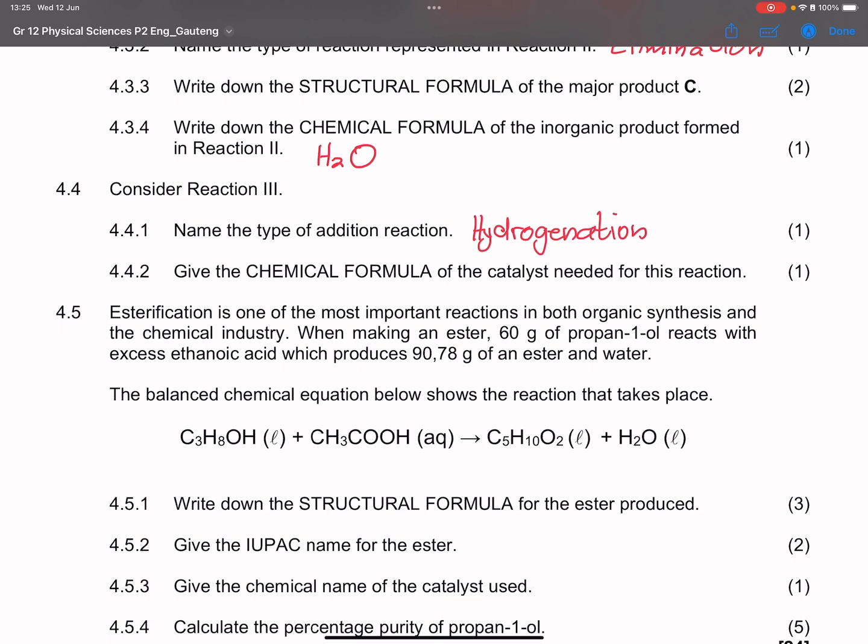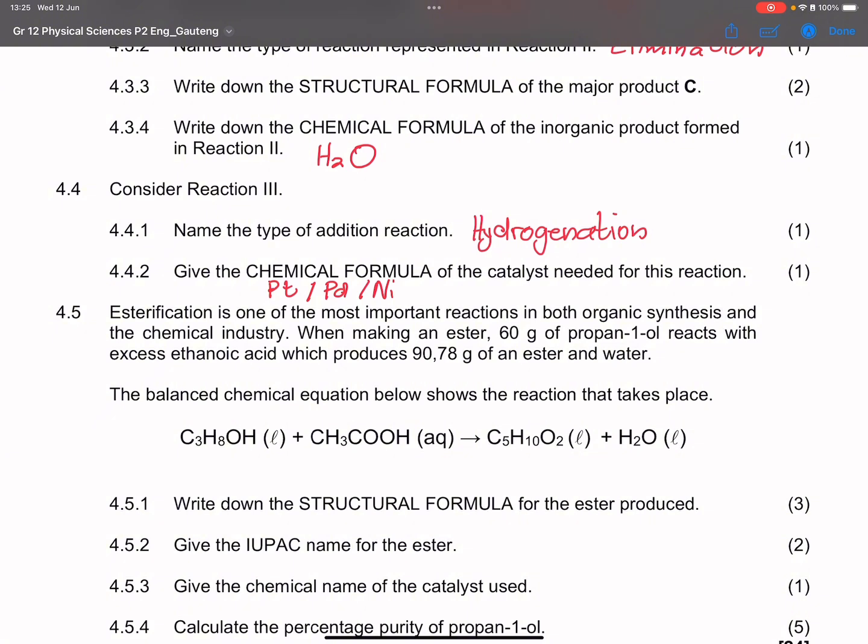And they say give the chemical formula of the catalyst needed for this reaction. So remember, whenever you are hydrogenating, we always use either platinum, or we can use palladium, or we can even use nickel as a catalyst. All right, so any of those. Platinum is more popular, so you can just mention that one.